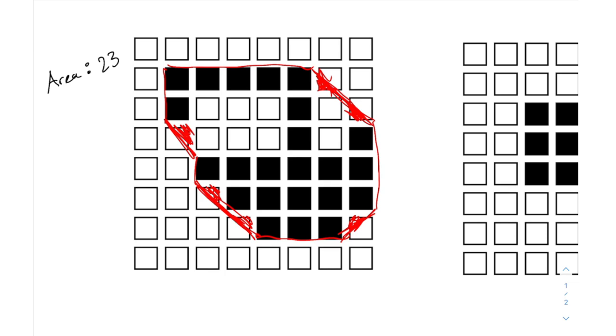4, 5, 6, 7, 8, 9, 10, 11, 12, 13, 14, 15, 16, 17, 18, 19, 20, 21, 22, 23, 24, 25, 26, 27, 28, 29, 30, 31, 32, 33, 34, all right? So the convex hull area is 34, all right?